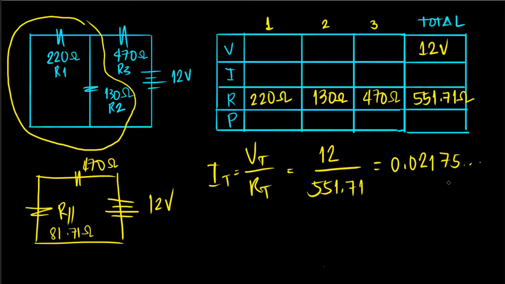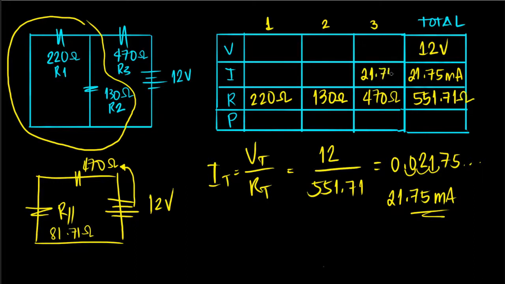prefixes. So ang answer is actually 21.75. So that will be milli, 21.75 milliamperes. Okay. And that is the current coming out of your voltage source. Since 470 ohms is nakaseries lang man sa voltage source naton, that means the current flowing through R3 is also 21.75 milliamperes.